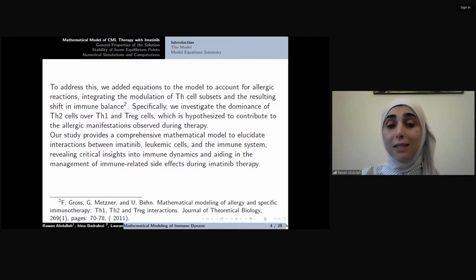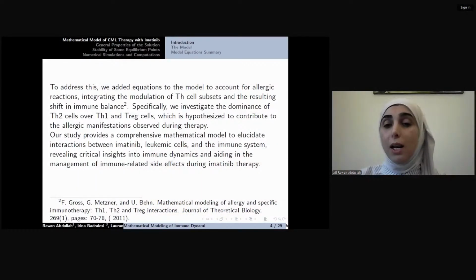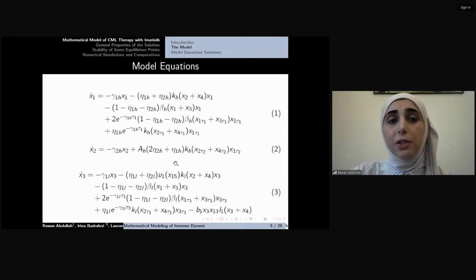Our study provides a comprehensive mathematical model to elucidate the interactions between imatinib, leukemic cells, and the immune system, revealing critical insights into the immune dynamics and aiding in the management of immune-related side effects during imatinib therapy. Now we will introduce the equations for our model.